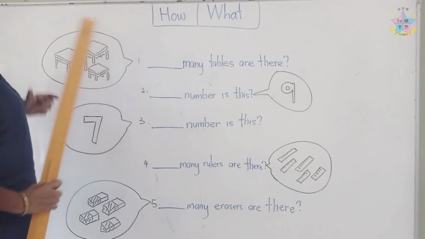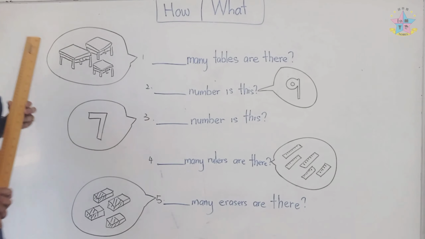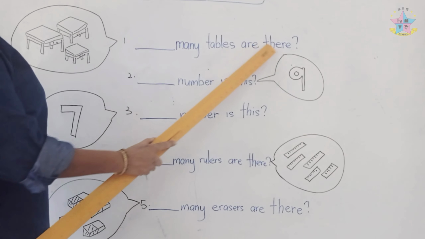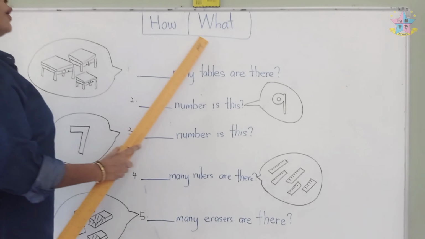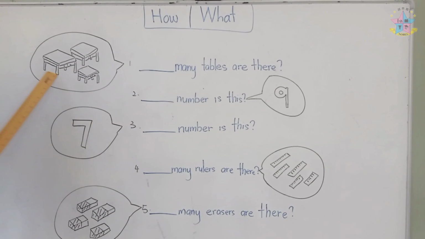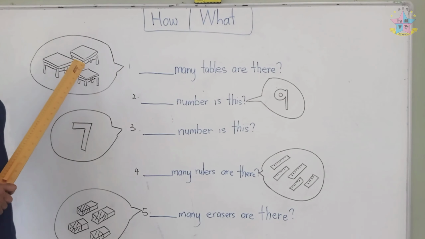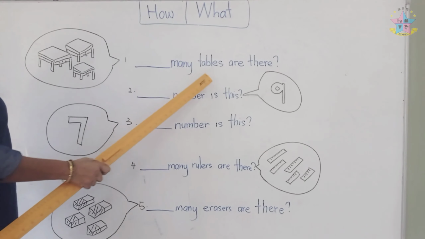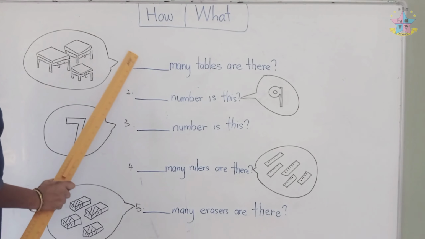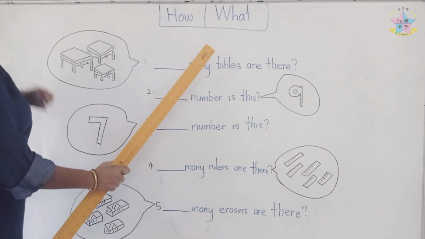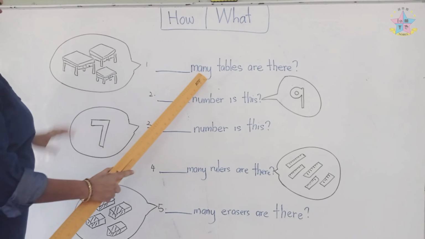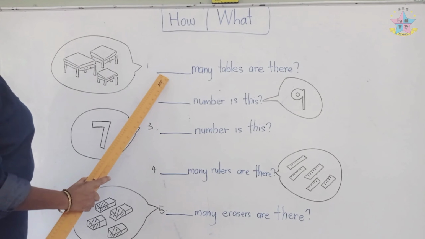Okay, children, let's go for question number one. How many tables are there? How or what? Look at the tables. Yes, you must write how many tables are there. You cannot write what many tables are there. Wrong. You should put how many. When it is many, you must write how.